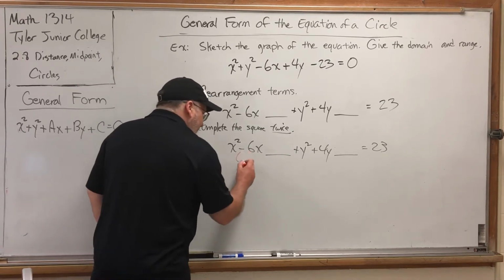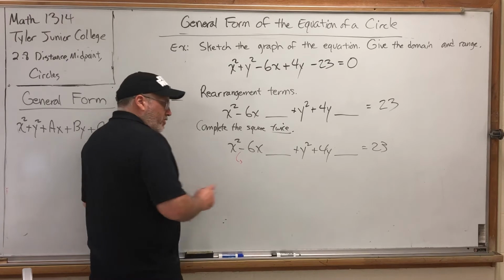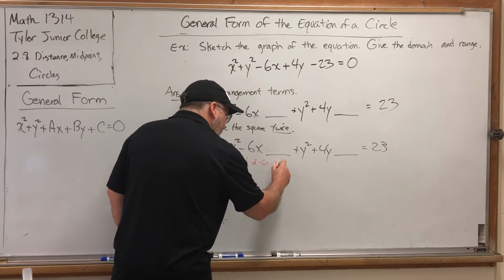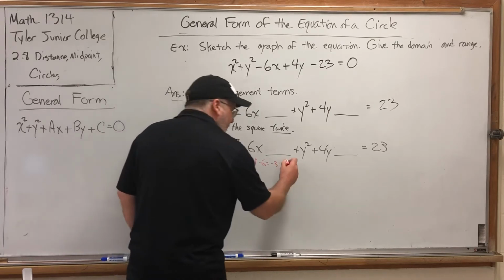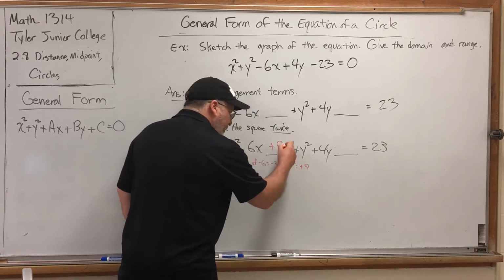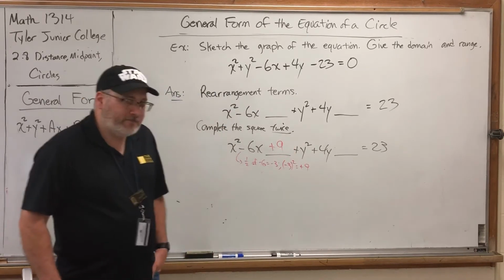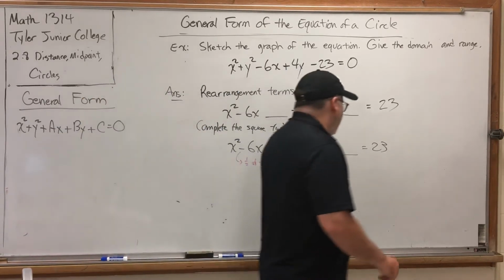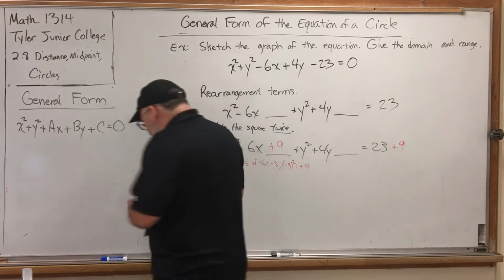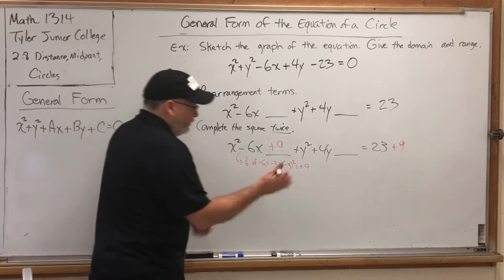You look in front of the linear term, in this case x, you take half of that number, half of -6 equals -3, and then you square that. -3 squared is +9. I need a +9 there. But if I add 9 on the left, I also have to add it on the right. But I need to do this to the y's also.